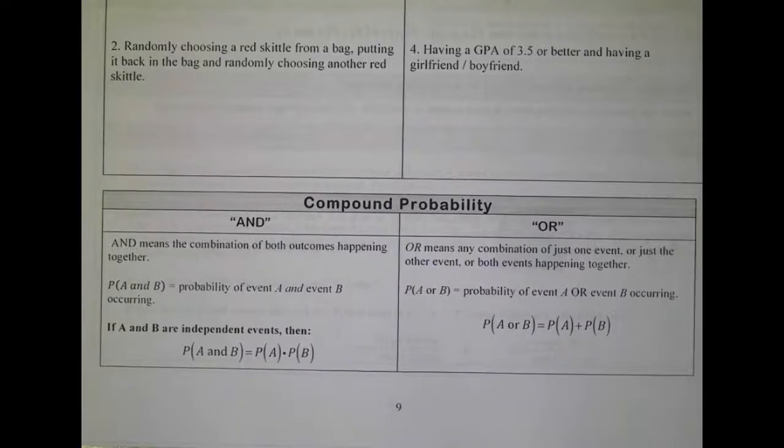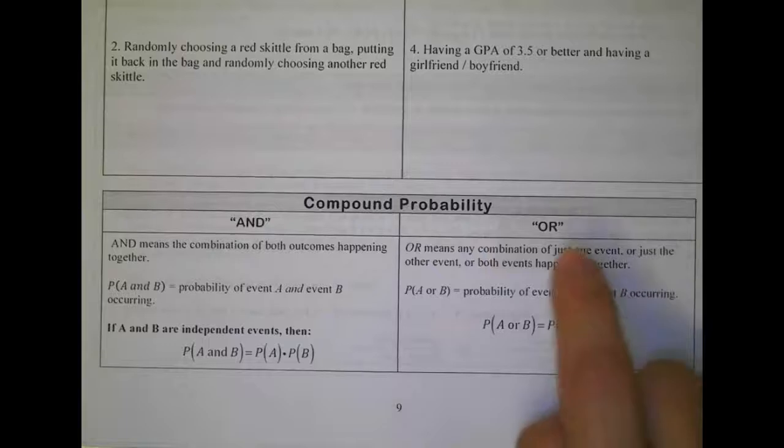So, I don't know, the probability of flipping heads on a quarter is, of course, 50%. The probability of rolling a 3 on a 6-sided die is 1 out of 6. The probability of doing both of those things, getting heads and rolling a 3, would be 1 over 2 times 1 over 6. You multiply the probabilities of the two events together.